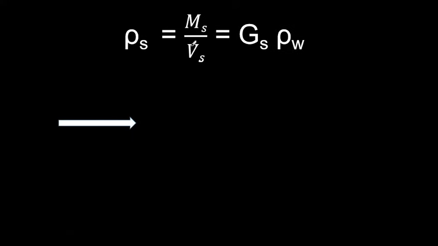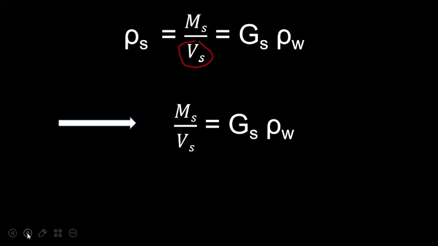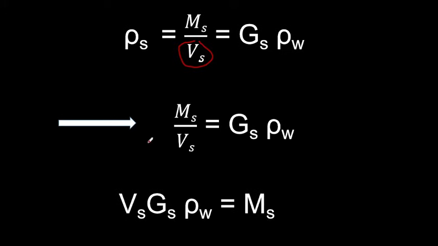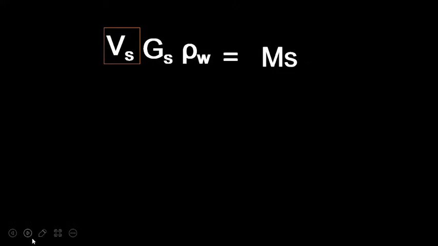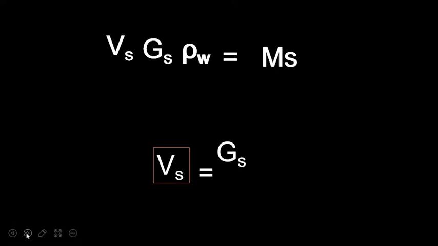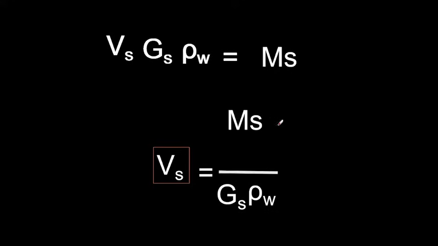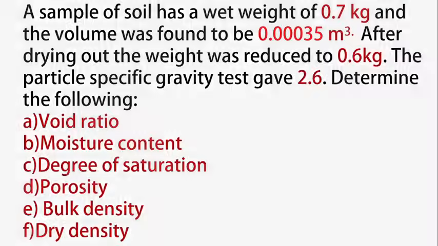So what we want to do is to make Vs the subject of the formula. In order to do that, we're going to use the right-hand side of the equation, then rearrange it by cross-multiplying. Now let's make Vs the subject. We have ms over Gs rho w. So let's go back to the equation.